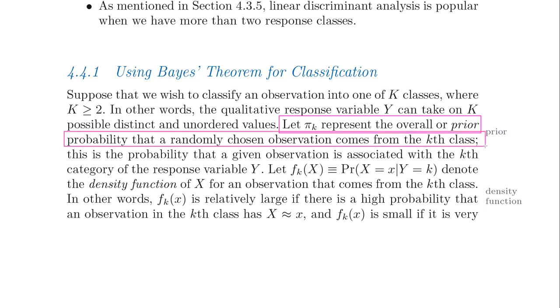The prior what? The prior probability that a randomly chosen observation from our data set has as its y class k, lowercase k. Okay, so that's the first step. That's your prior belief.